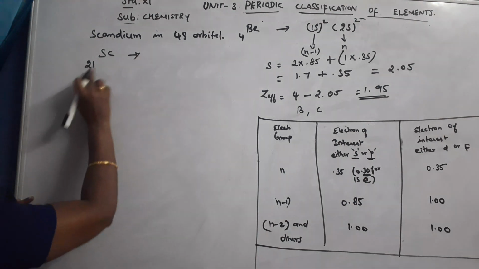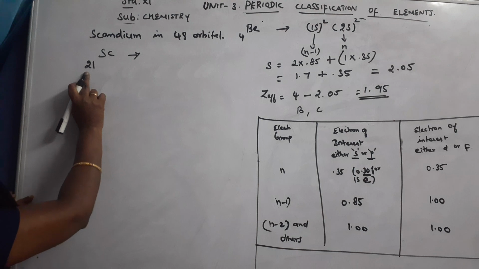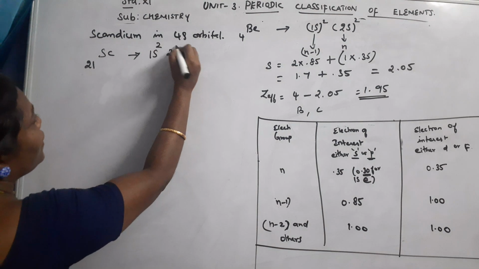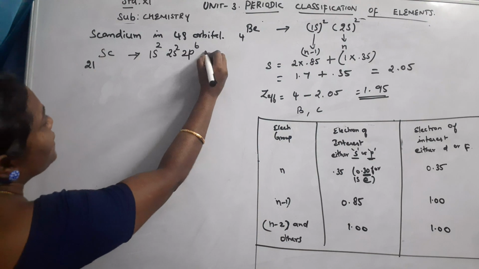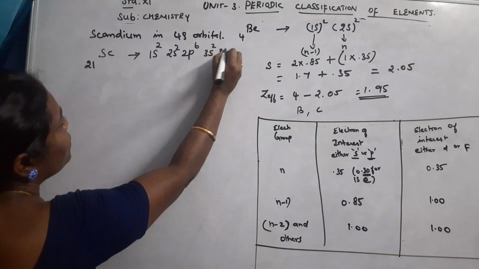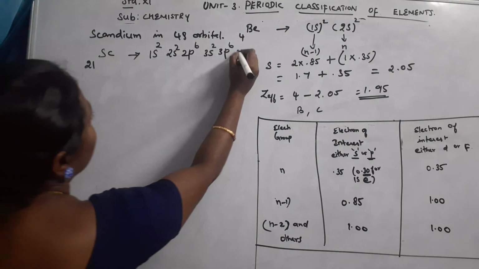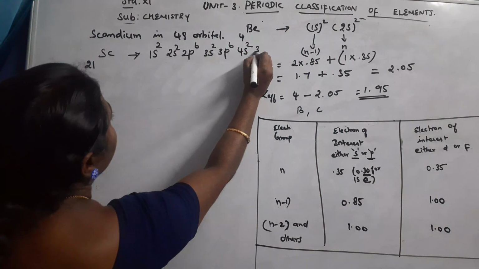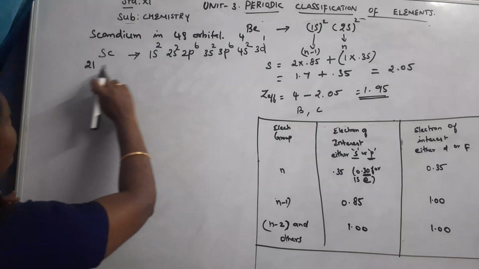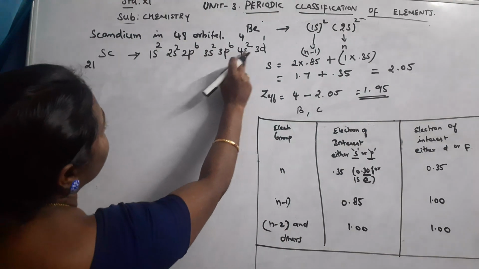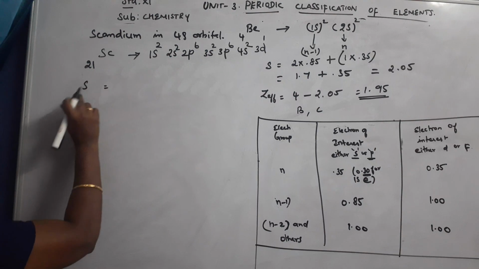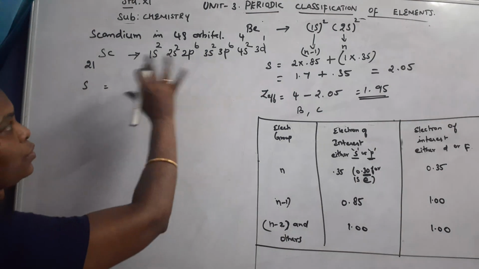For the element whose atomic number is 21, 21 means it contains 21 electrons, therefore 1s2, 2s2, 2p6, 3s2, 3p6, 4s2, then 3d1. Okay, is it correct, ma'am? 10 plus 10 plus 1, 21. So what's the second step to calculate the screening effect? We have to group it.